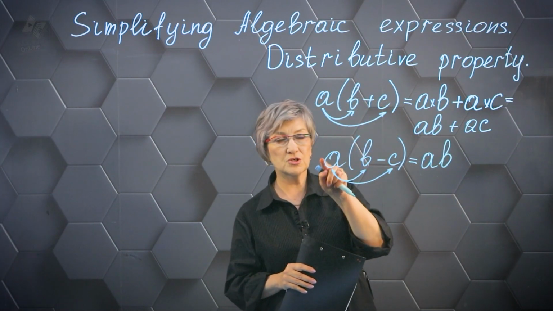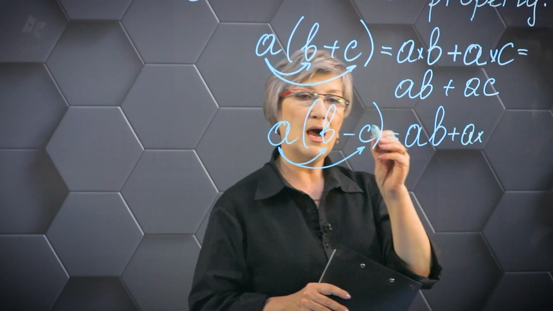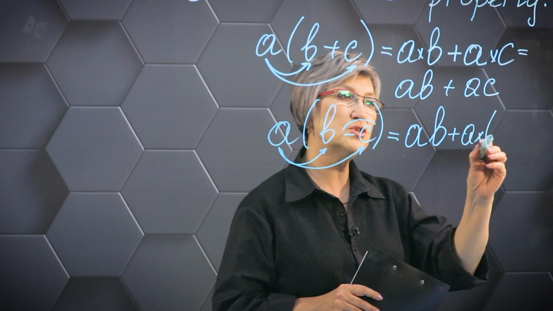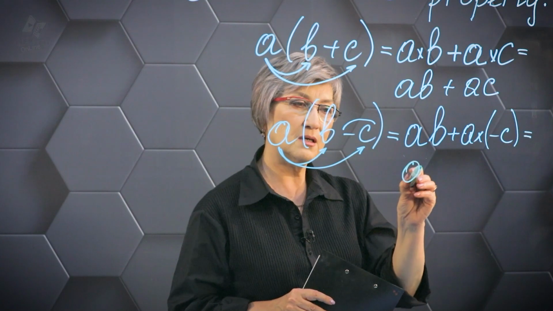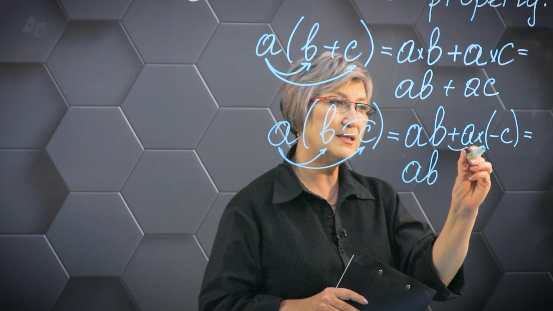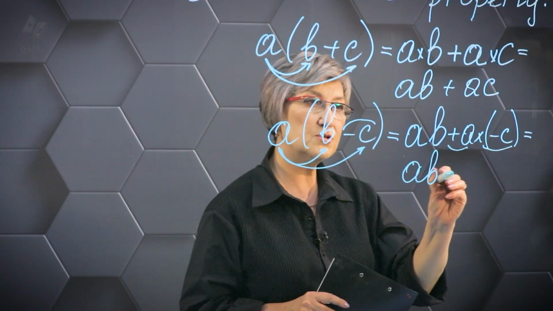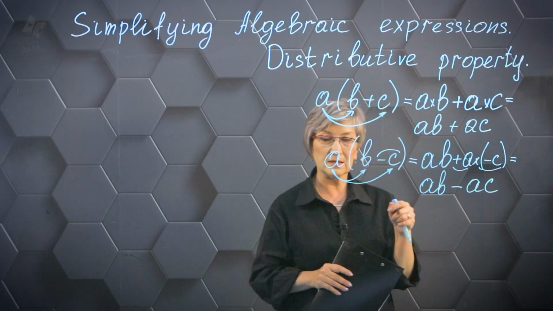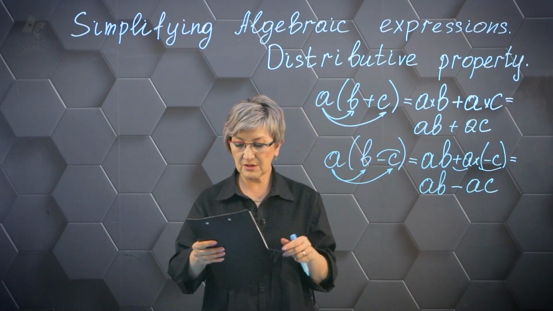Back to multiplier a. There's no sign, so I write plus a times. But we have c with a minus sign, a negative number. So I write a multiplied by minus c. What is the result? A times b is ab. Now, positive a times negative c. Positive times negative is negative. That's why I put a minus sign for ac. The result is ab minus ac. These are the rules we're going to apply when we convert algebraic expressions.